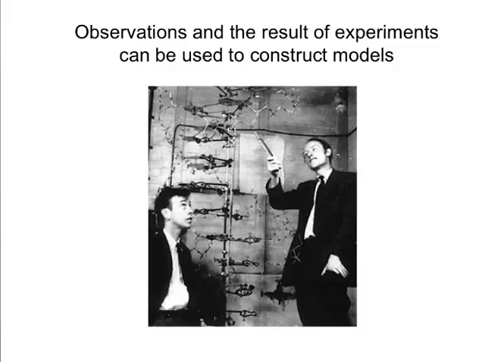The results of experiments and observations can be used to construct models. Models fit the observations gathered on individual parts as provided by the reductionism approach, and then put them together and predict how they will behave as a single unit. For example, in this picture, we have the model of the DNA molecule constructed by James Watson and Francis Crick. They based their model on multiple observations and experiments on the chemistry and X-ray imaging of the DNA and its components.